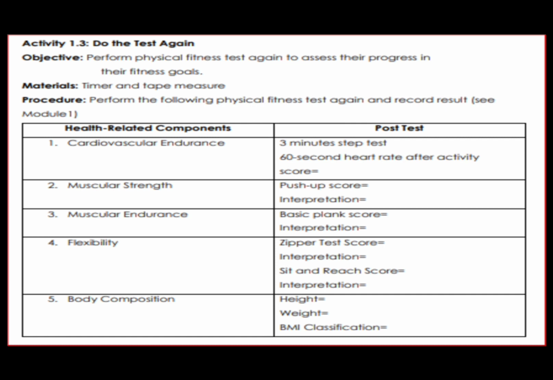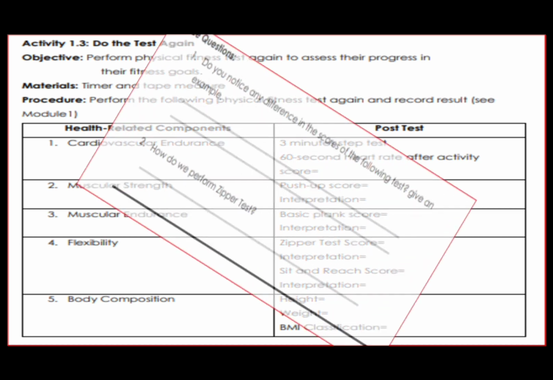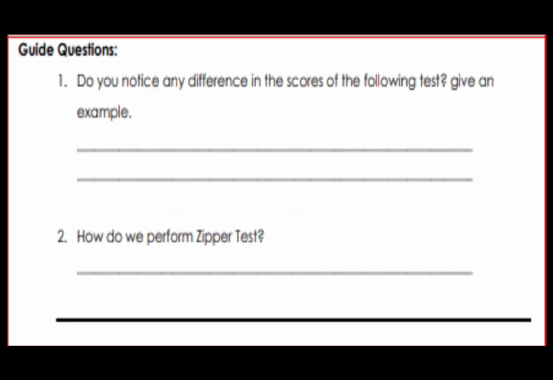And for our activity 1.3, which is entitled Do the Test Again, the objective is to perform physical fitness tests again to assess their progress in their fitness goal. Your procedure will be you have to perform the following physical fitness tests again and record the result. After doing it again, you have to answer the guide questions, which are: Number 1, do you notice any difference in the scores of the following tests? Give an example. Number 2, how do we perform zipper tests?